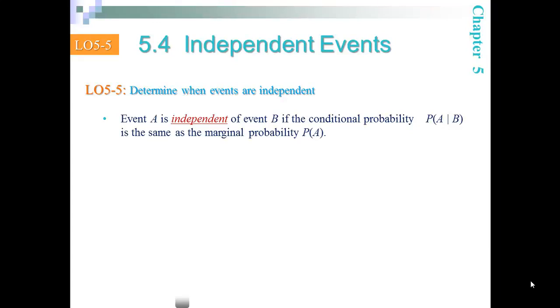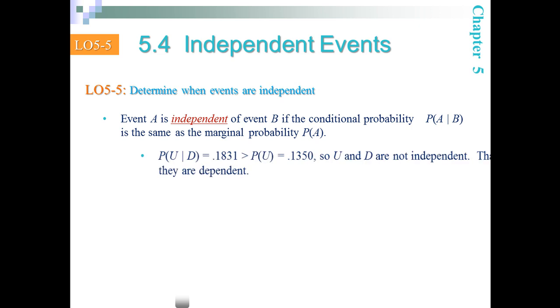Okay, in this video we're going to talk about independent events and also cross-tabulation tables or contingency tables. Two events are independent if the conditional probability of the first one given the second one is the same as the marginal probability of the first one. And what this really means is that it doesn't matter whether B happens or not, the probability of A stays the same.